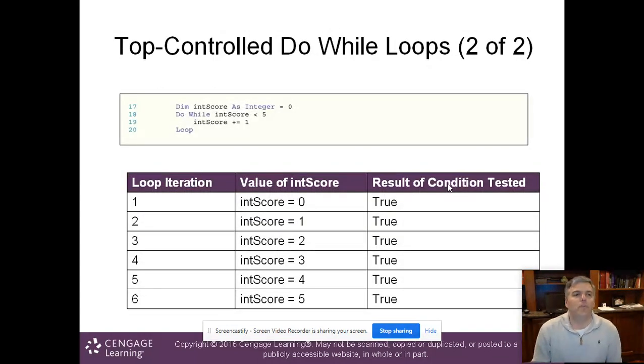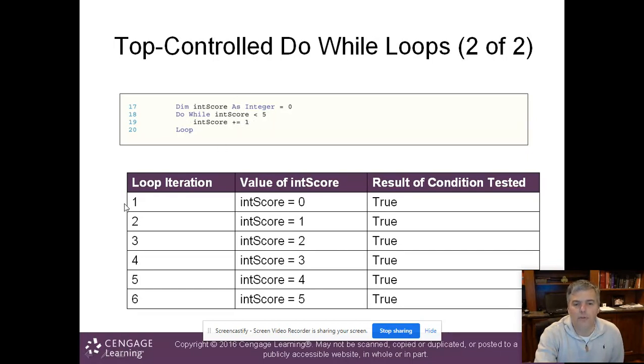All right, so here's an example of our top controlled do while loop. We start with our control variable, int score. So we say do while int score is less than 5. And this is what's going to prevent our infinite loop: incrementing this score by 1 every time. So this is going to execute until this int score value gets to 5. If we didn't put this in here, this loop would run forever.